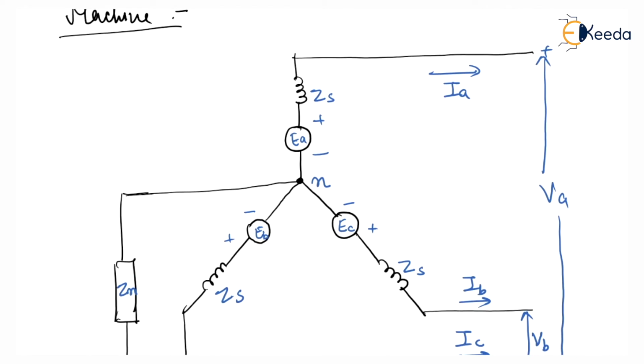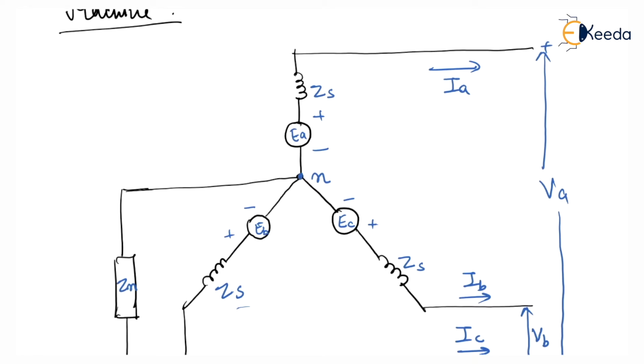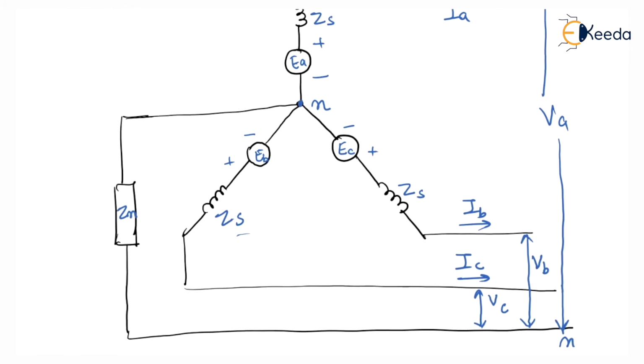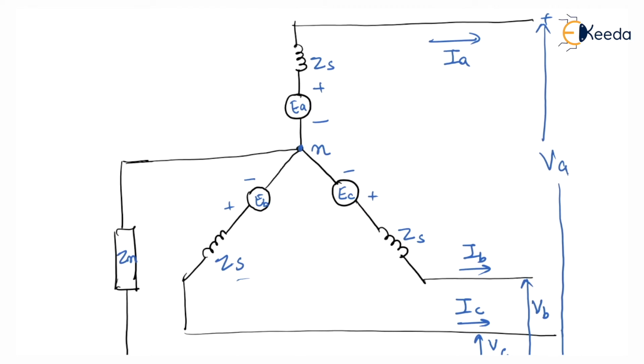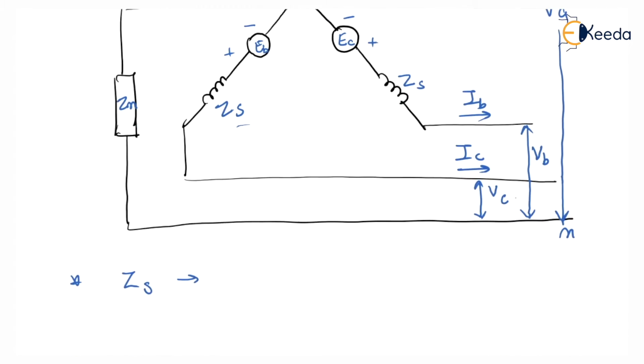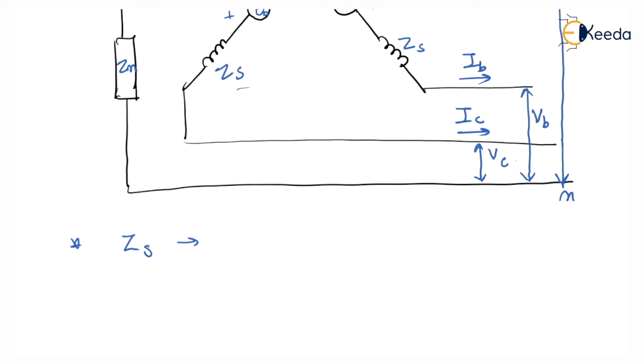Load is connected. This ZS is the synchronous impedance, and all the reactances are given for the machine. This is your neutral. The neutral is grounded through an impedance Zn, and these are the terminal voltages VA, VB and VC, and currents IA, IB and IC.